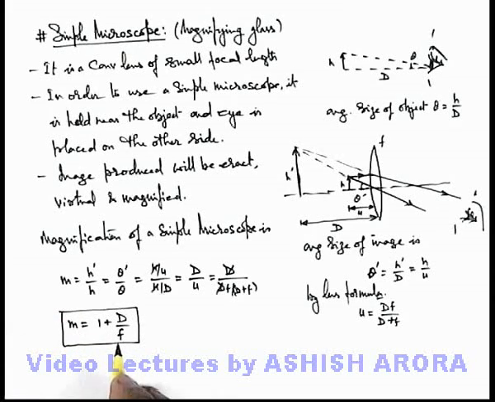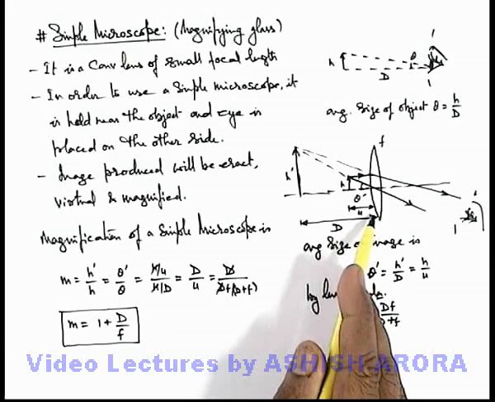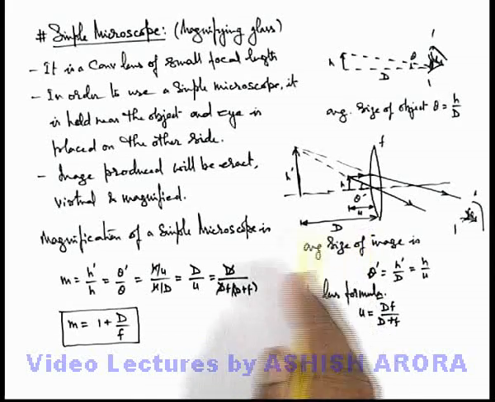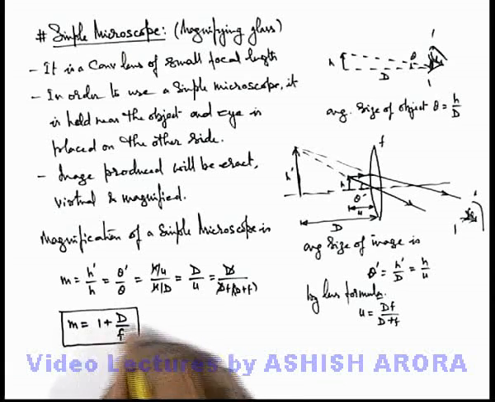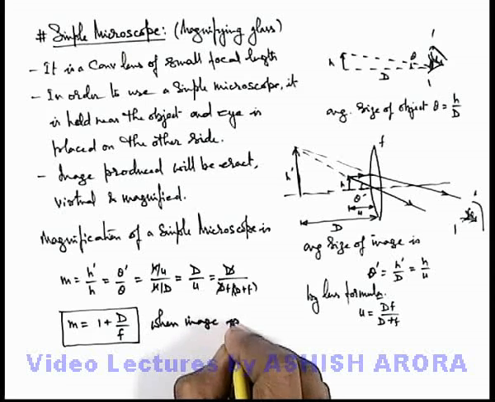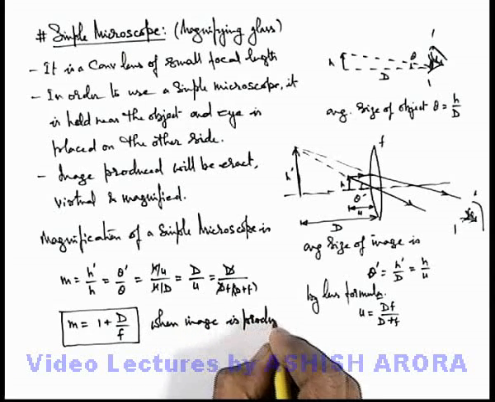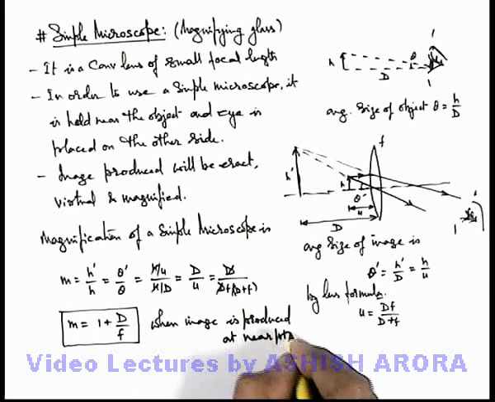So this is the magnification produced by the simple microscope if the final image is obtained at the near point of the observer. So this we can also write: this is the magnification when the image is produced at the near point of the observer.